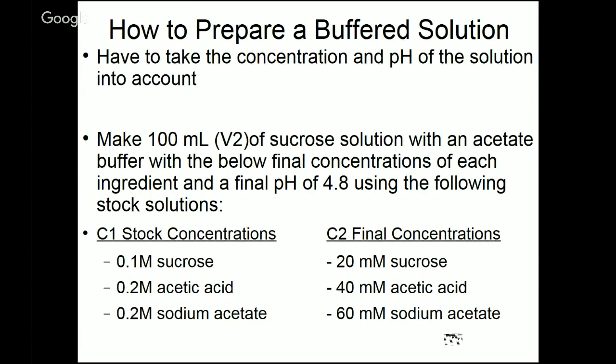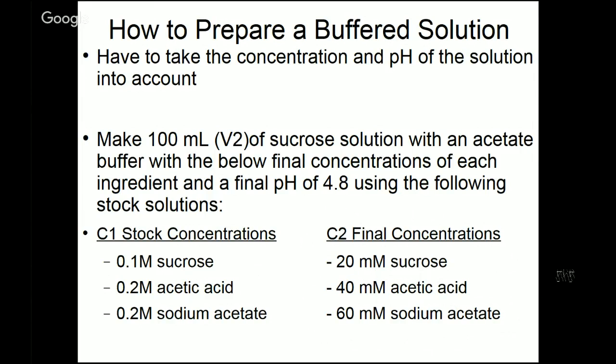Well, essentially what you're going to do is a series of parallel dilutions. You're told, for instance, that you have this stock concentration of sucrose and that your final concentration needs to be this. So what you can do for the sucrose is use the good old C1V1 equals C2V2 formula on this ingredient, and you can figure out how much sucrose you need to add. You're going to do that separately for these two other ingredients. So you're going to make 3 different calculations to figure out how much of each ingredient to add.